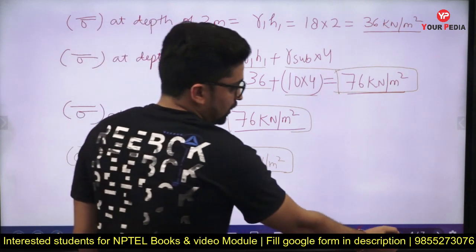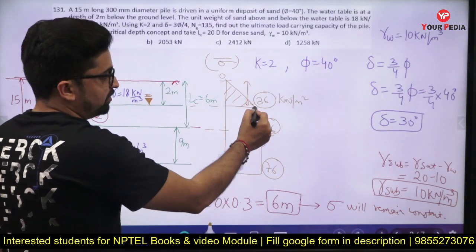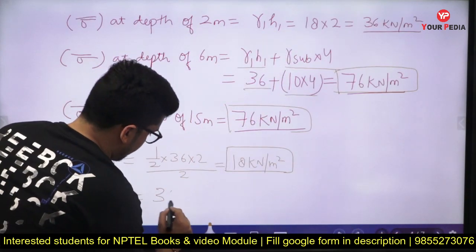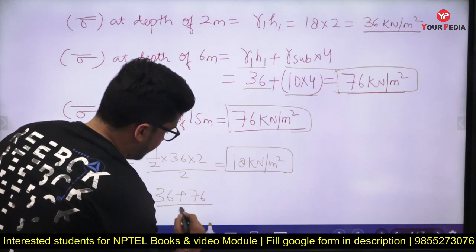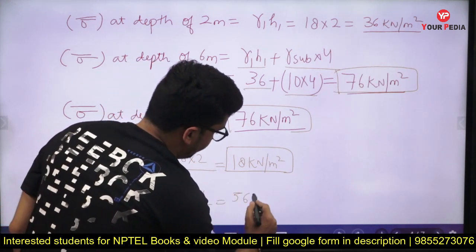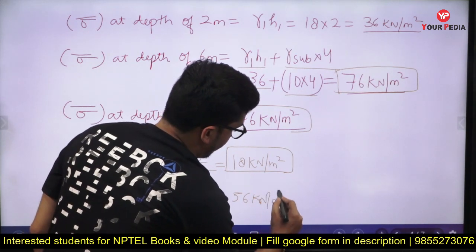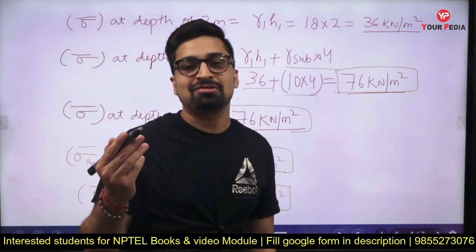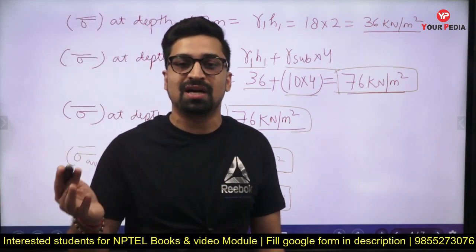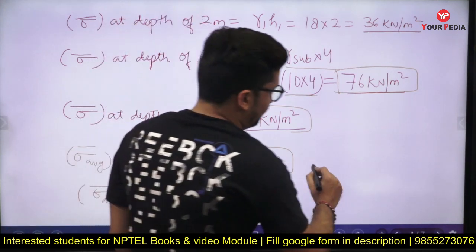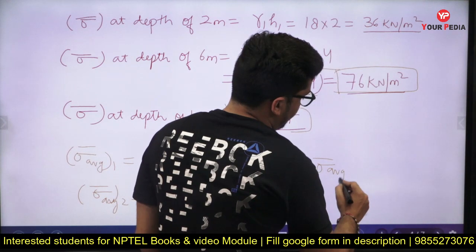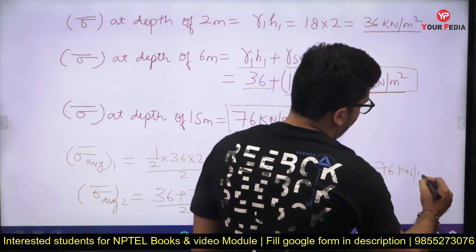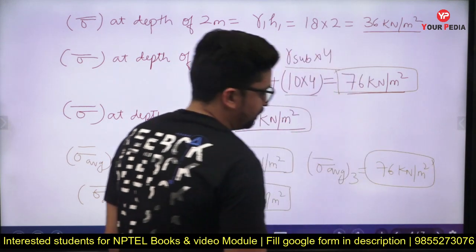Now for region 2, one length is 36 and the other is 76, so the average of sigma bar will be equal to 36 plus 76 divided by 2, and this will come out to be equal to 56 kilonewton per meter square. And for region 3 it is very simple, because the sigma bar will remain constant as the depth is beyond the critical depth. So the sigma bar average for region 3 will come out to be equal to 76 kilonewton per meter square only, because it will remain constant beyond critical depth, right?